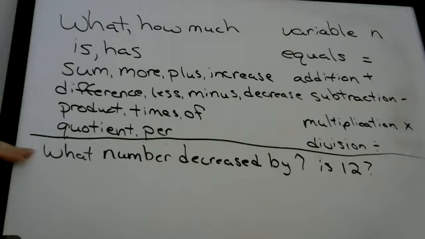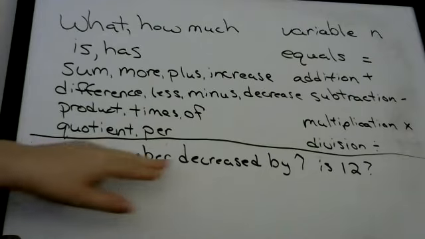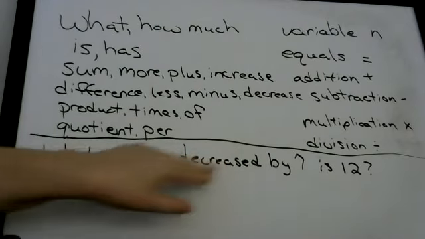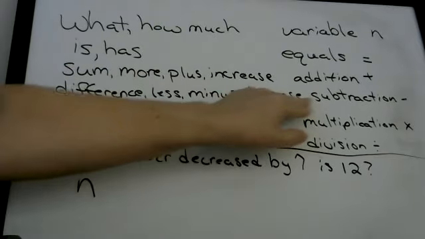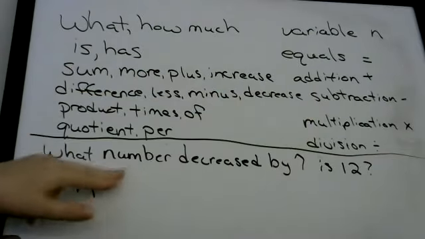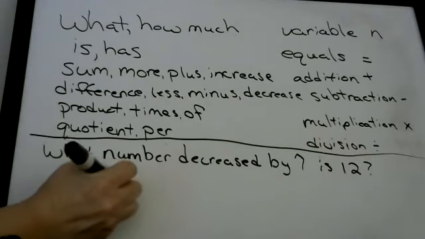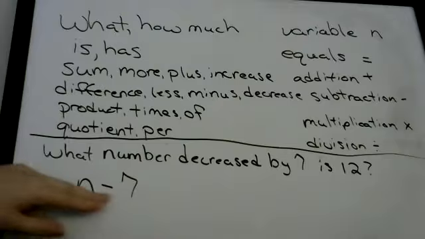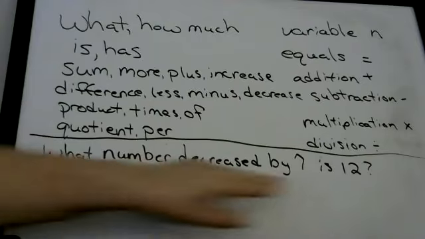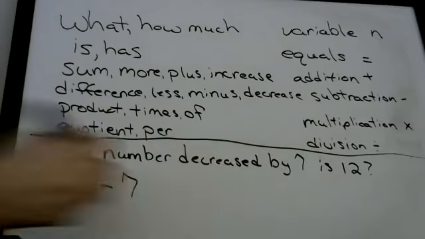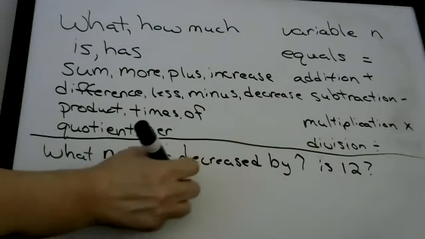This one now says, what number decreased by 7 is 12? So let's use our words here. What is our variable? What number. Decreased by 7. Decreased means we're going to have some sort of subtraction. So what number decreased by 7? Minus 7. Decreased by 7 is means equals 12.